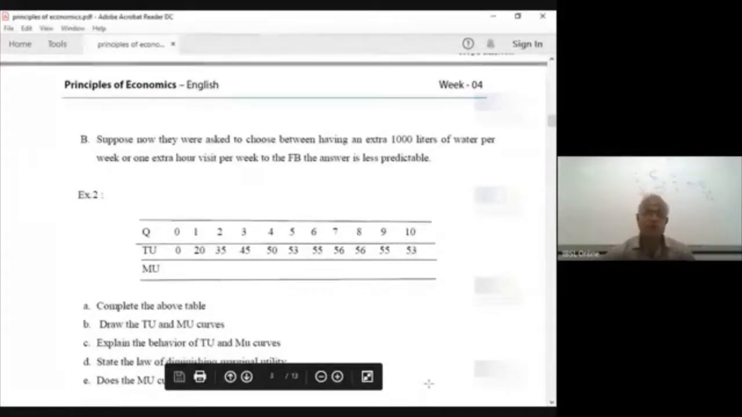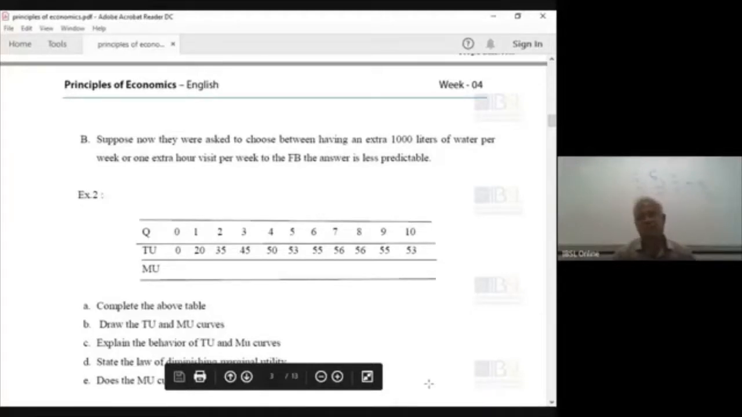Right. So marginal utility of the first unit 10, second unit 25, third unit 10, fourth unit 5, 50 minus 45 divided by 4 minus 3. Fifth unit, 53 minus 50 divided by 5 minus 4, 3. Sixth unit, 55 minus 53 divided by 6 minus 5, 2. Seventh unit, 56 minus 55 divided by 7 minus 6, 1.